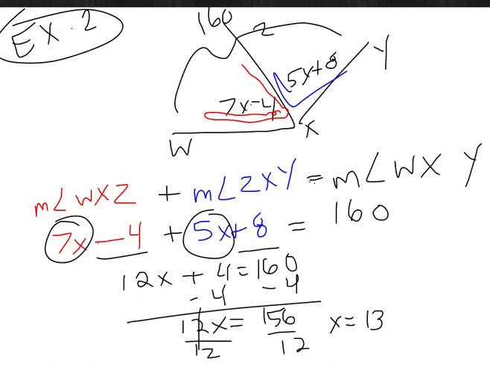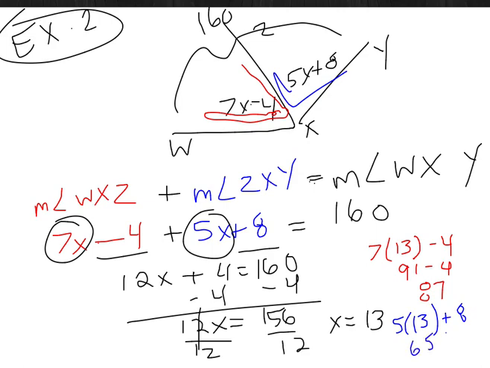So what we're going to do is we need to recopy out our equations, and I'll write in red 7 times 13 minus 4. Okay, 7 times 13 equals 91, and we have to subtract 4, we get 87. Okay, and then I'll write the other one in blue, and I'll say 5 times 13 plus 8. And 5 times 13 is 65, plus 8, we get 73.